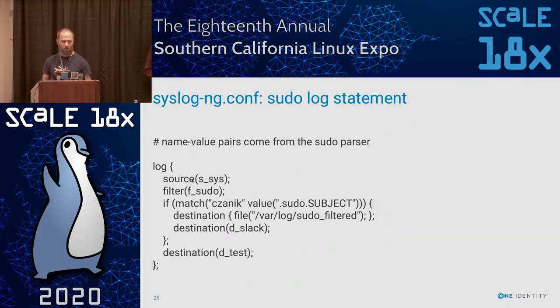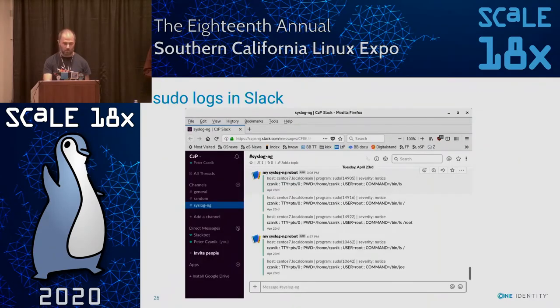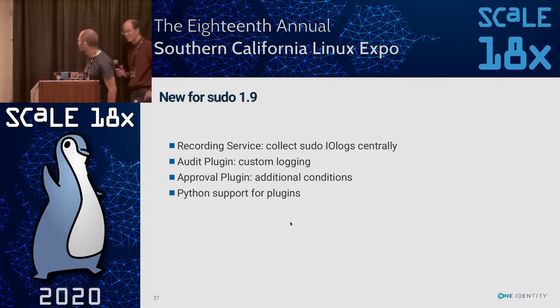Here is a log statement which connects all of the previous building blocks together and also does some extra stuff. A source, the very same as we used for the var log messages file. A filter for sudo messages. And here we have an extra filter which is matching on my username if it appears in a specific field of the parsed log messages. And if there is a match, then the log messages are sent to Slack. You can see here the results. All of the messages are coming from my username, Czanik. I'm handing it back to Todd.